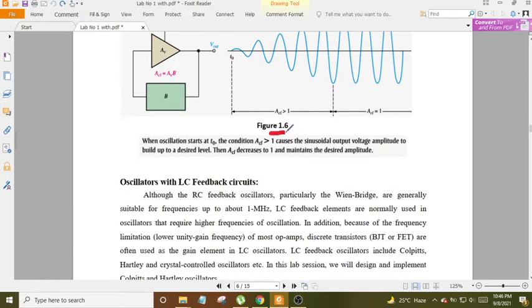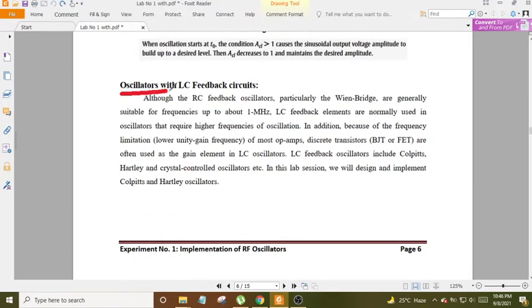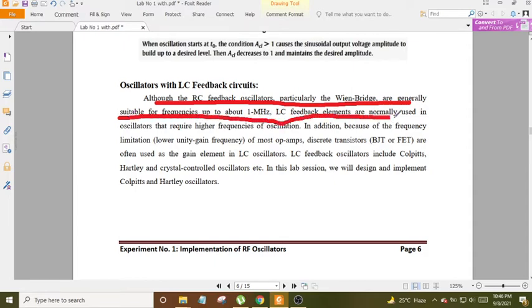Figure 1.6. Oscillators with LC feedback circuits. RC feedback oscillators, particularly the Wien-Bridge, are generally suitable for frequencies up to about 1 MHz. LC feedback elements are normally used in oscillators that require higher frequencies of oscillation.